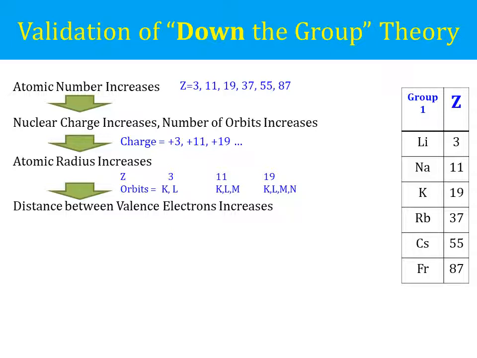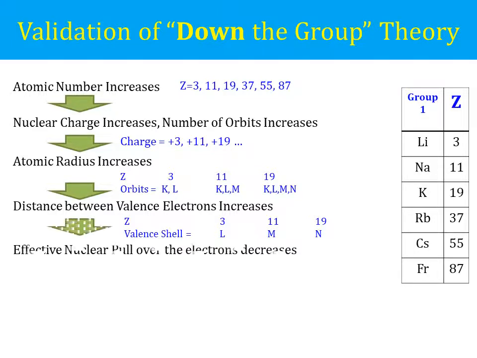These are the valence shells, so electrons present in the valence shell. Now, the L shell, M shell, N shell are going away from the nucleus. As you can see, the valence shell is going away from the nucleus, so definitely the valence electrons will also go away from the nucleus. The distance increases.